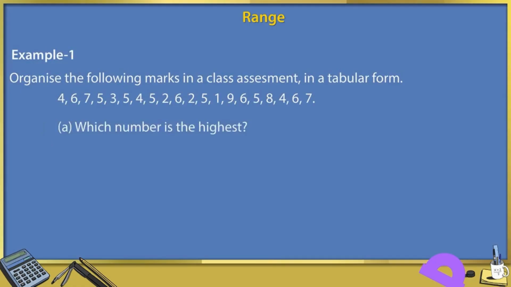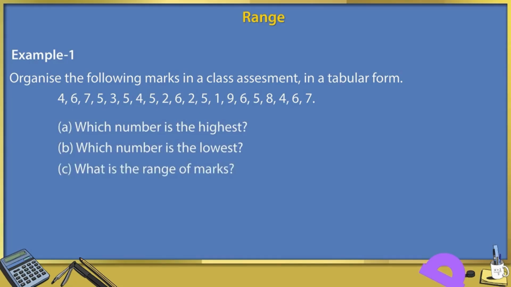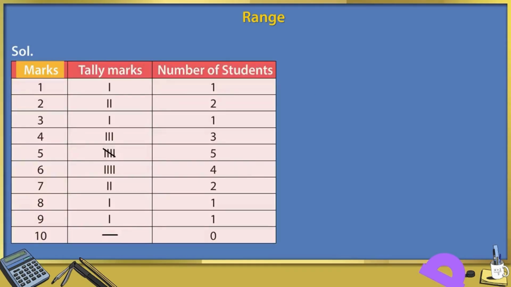A. Which number is the highest? B. Which number is the lowest? C. What is the range of marks? D. Find arithmetic mean. Solution. Marks, tally marks, number of students. 1, 1, 1. 2, 2, 2. 3, 1, 1. 4, 3, 3. 5, 5, 5. 6, 4, 4. 7, 2, 2. 8, 1, 1. 9, 1, 1. 10, 0.